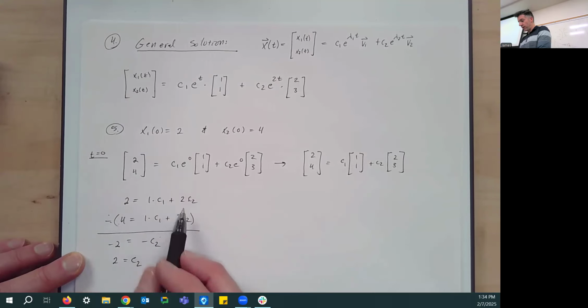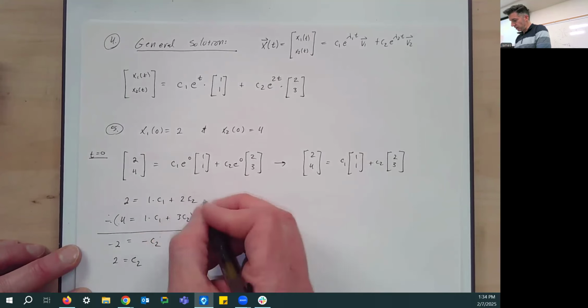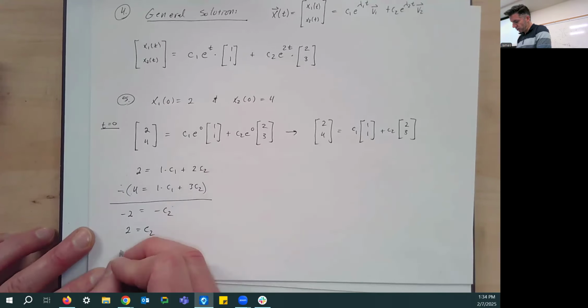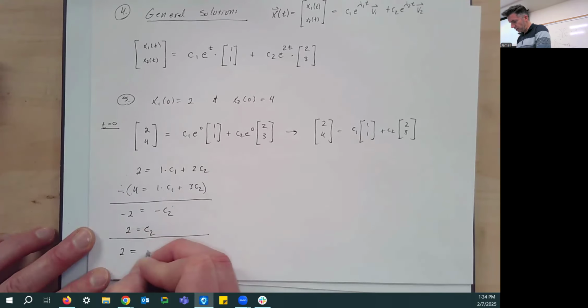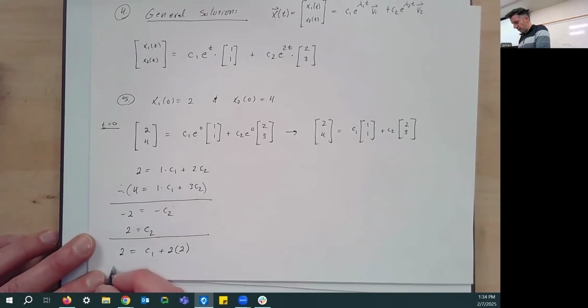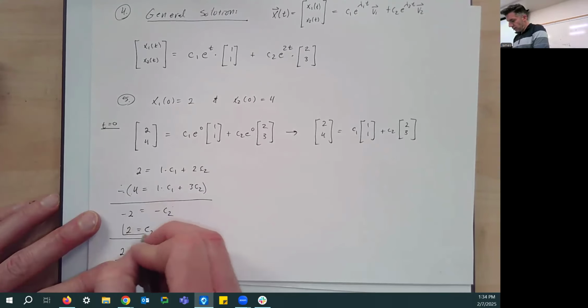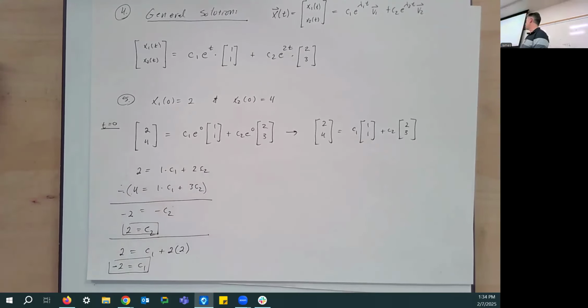And then you can plug c2 back into either equation. Let's plug it back into this one. Then 2 is going to equal c1 plus 2 times our value for c2, which is 2. Subtract 4 from both sides, and you get -2 is equal to c1. And that's fine as long as the numbers are relatively nice.